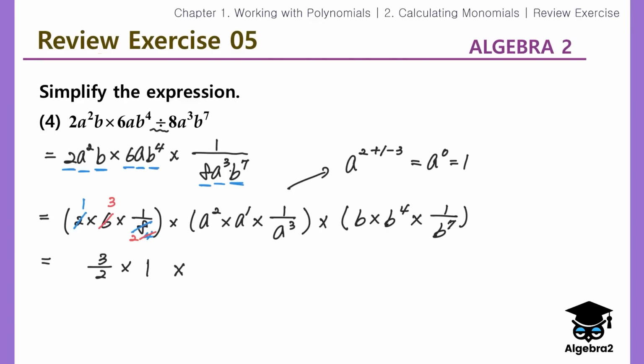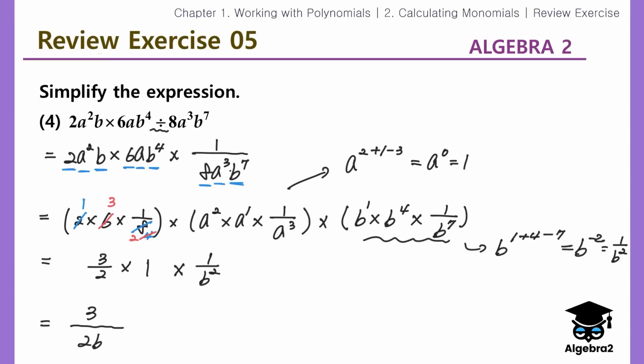Times here, b, this part right here, b 1 plus 4 divided by b to the 7 minus 7, right? So that's going to be b to the 5 minus 7, minus 2. So that's 1 over b squared. So we have 1 over b squared. So let's simplify this. 3 over 2 times 1 times 1 over b squared. That's 3 in numerator and 2b squared in our denominator, right?